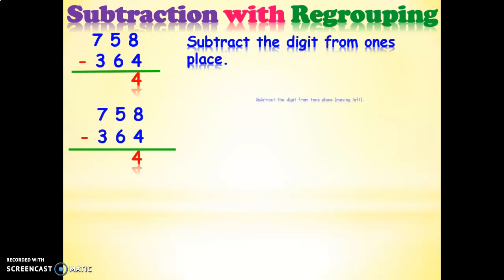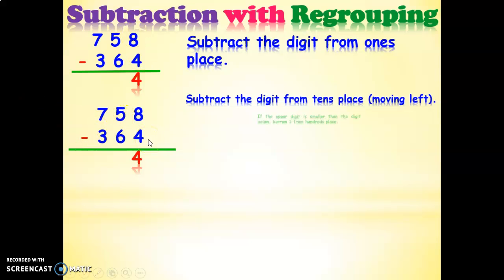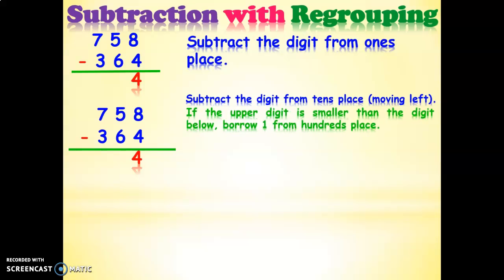Using this same example, we have to subtract the digit from tens place moving left. So from tens place moving left, that would mean 5 minus 6. Now if the upper digit is smaller than the digit below, borrow 1 from hundreds place. In this case, 5 is smaller than 6. We cannot take 5 from 6. So what we will do is we will borrow 1 from hundreds place. That will be from number 7.